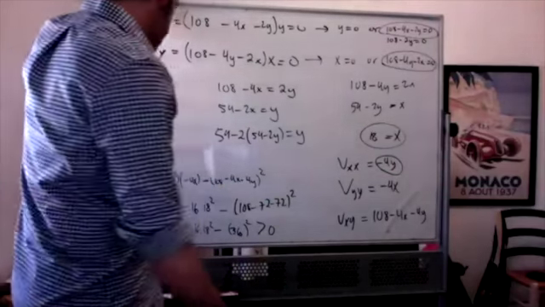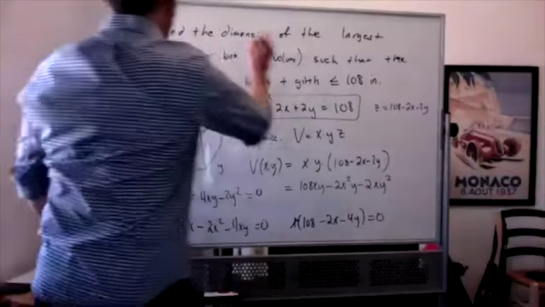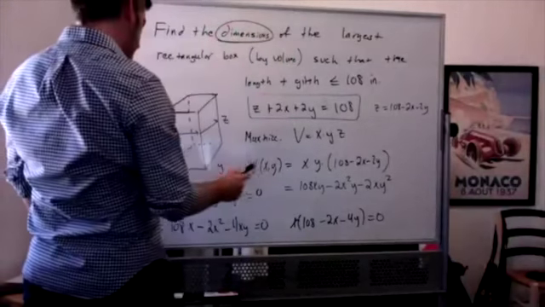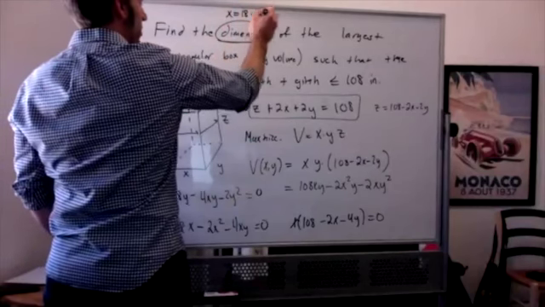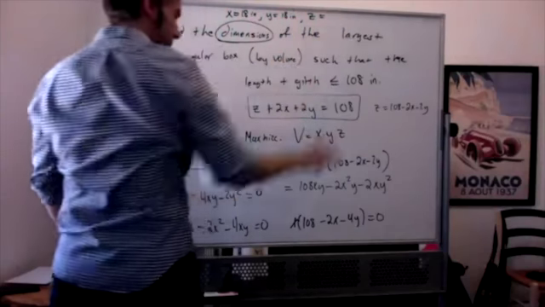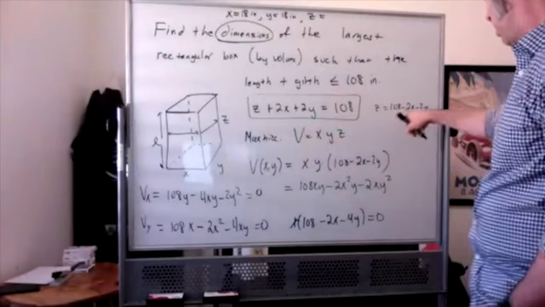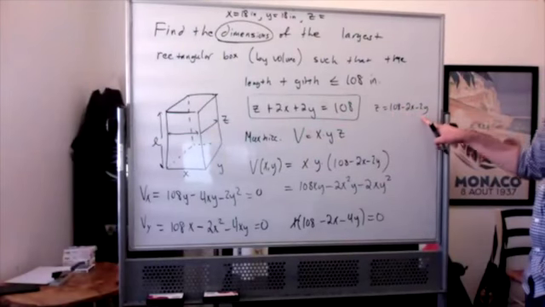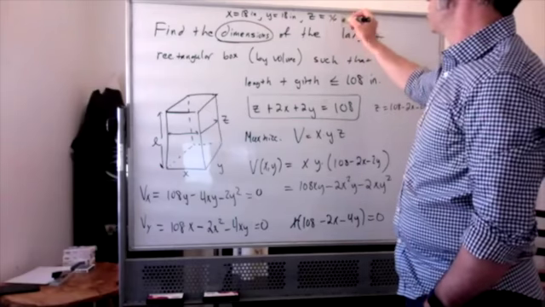So back to answering the question real quickly here. The dimensions are going to be x equal to 18 inches, y equal to 18 inches, and z equal to, let's see, z is going to be, what do we got here? 108 minus 36 minus 36. So 108 minus 72 is 36. Great.